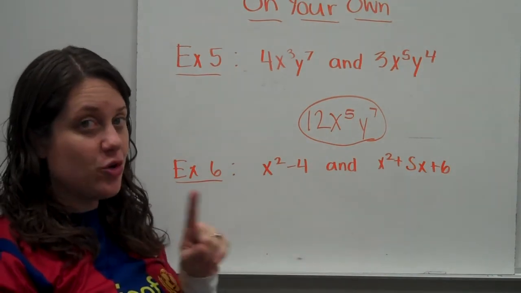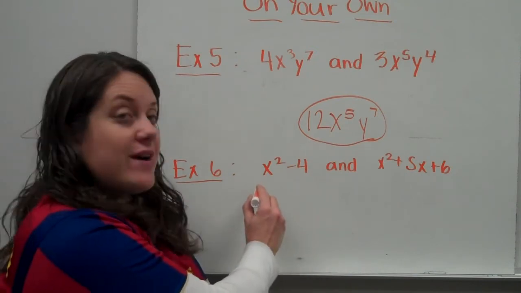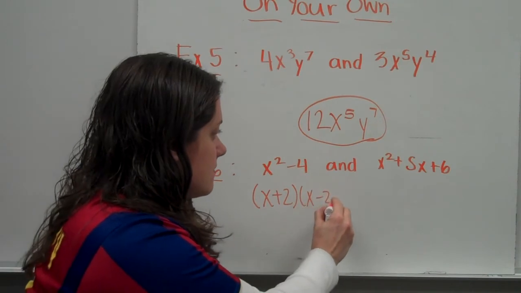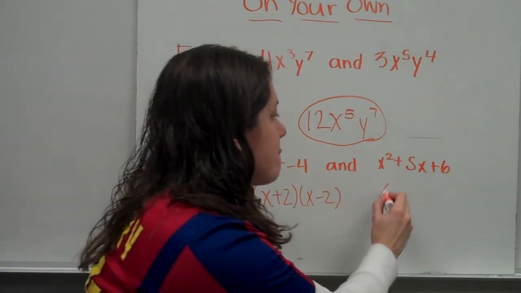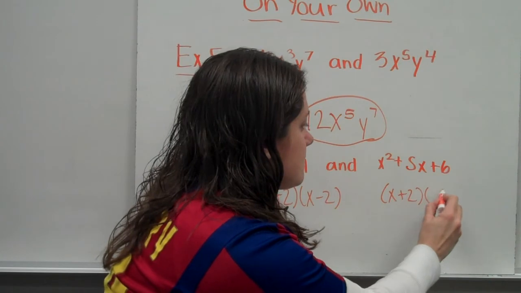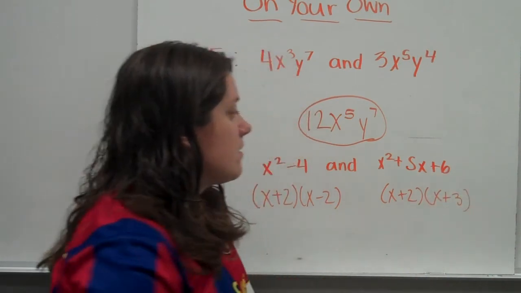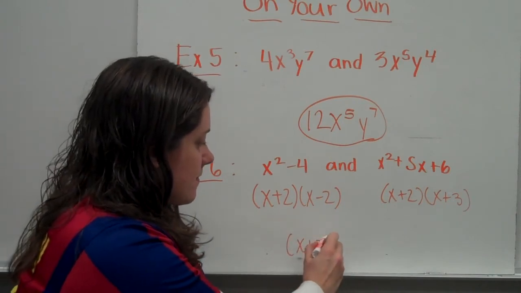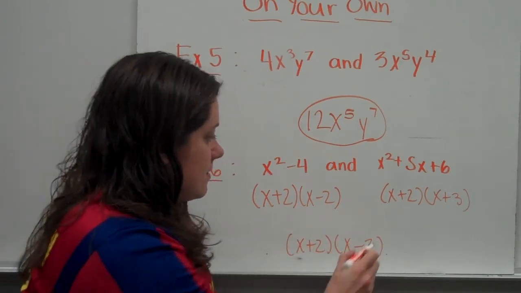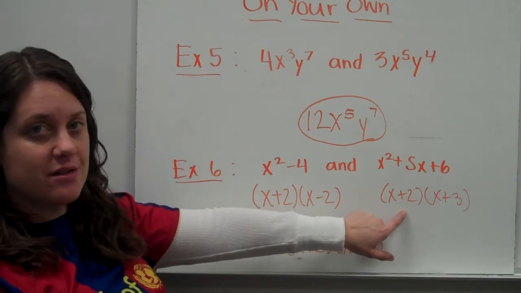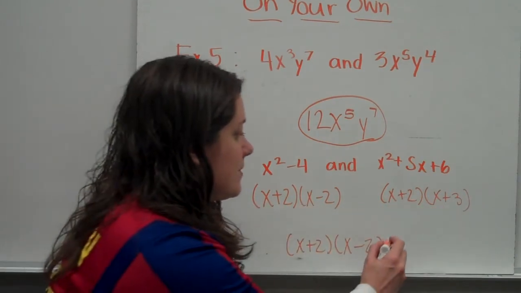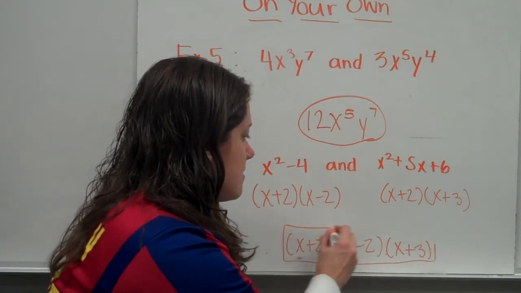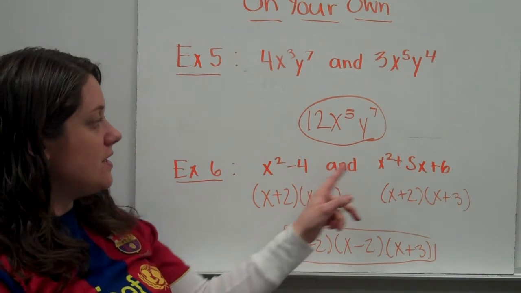And we're back. I hope you paused. Okay, so I need to factor this first. Alright, then I'm going to factor this one. Okay, so when I'm trying to find the least common multiple, I'm going to take x plus 2, x minus 2. I already took x plus 2 here, so I don't need to take it again, and x plus 3. So that is the least common multiple of these two numbers.